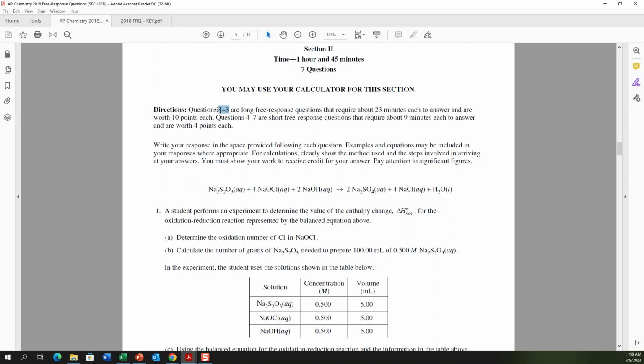The last 16 points are questions 4 through 7. They suggest you spend about 20 minutes on each of questions 1 through 3. So 20 minutes on question 1, question 2, question 3, and only spend around 9 to 10 minutes, they say, on question 4, question 5, question 6. And again, think about the points. They're only worth 16 points.